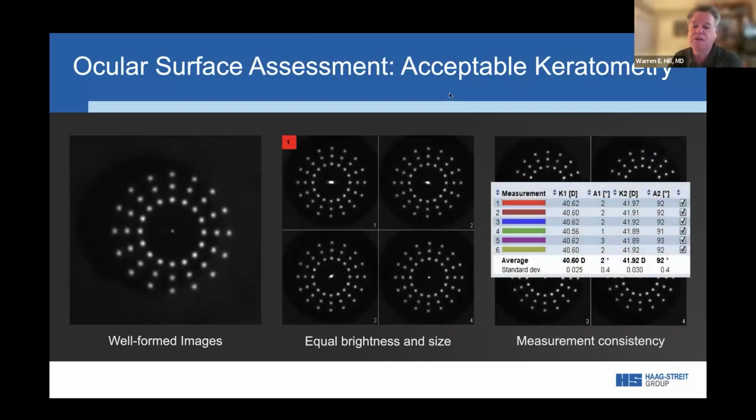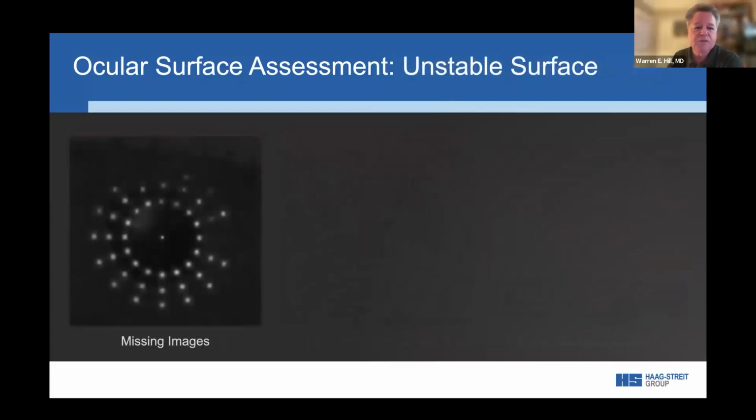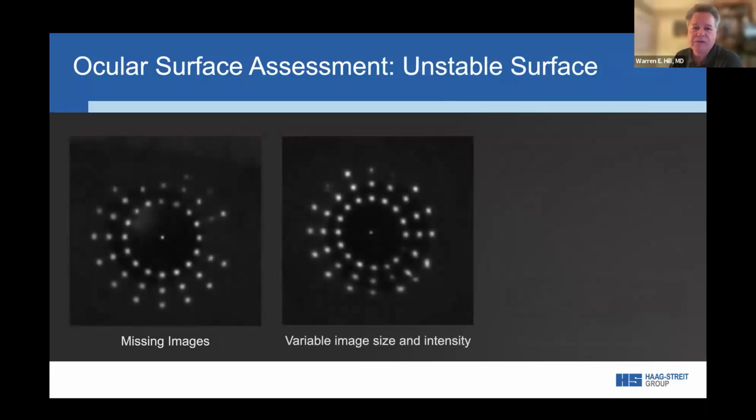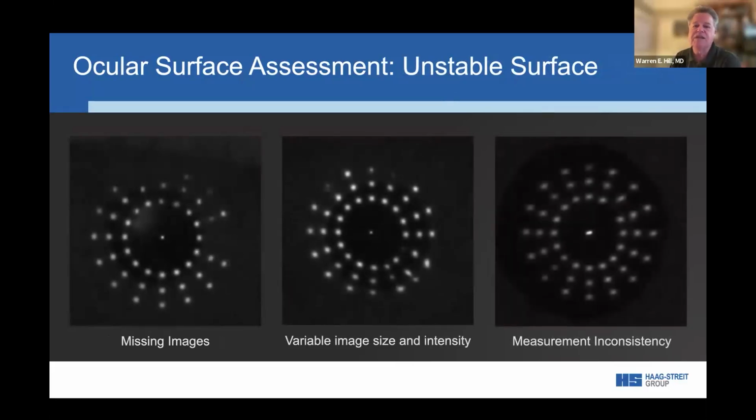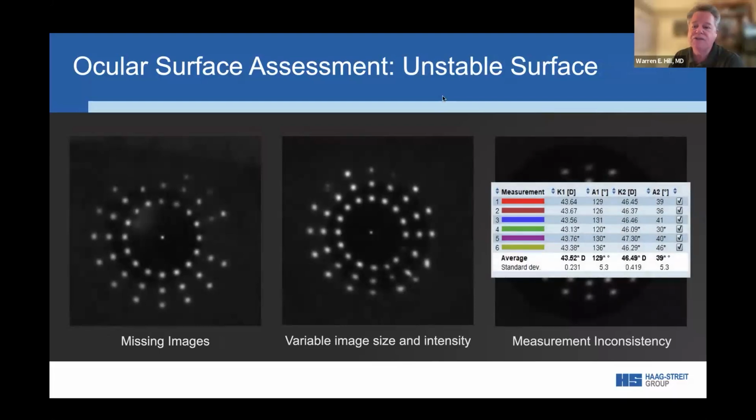And so these would be good measurements here, where we have a low standard deviation. And again, Haag-Streit has provided a validation criteria in terms of the standard deviation for it. So this would be an unstable ocular surface. We have missing images, variable size and intensity, and measurement inconsistency. We need to know that we may even have to bring the patient back, because if the Ks are going to be wrong, our calculations are going to be wrong.